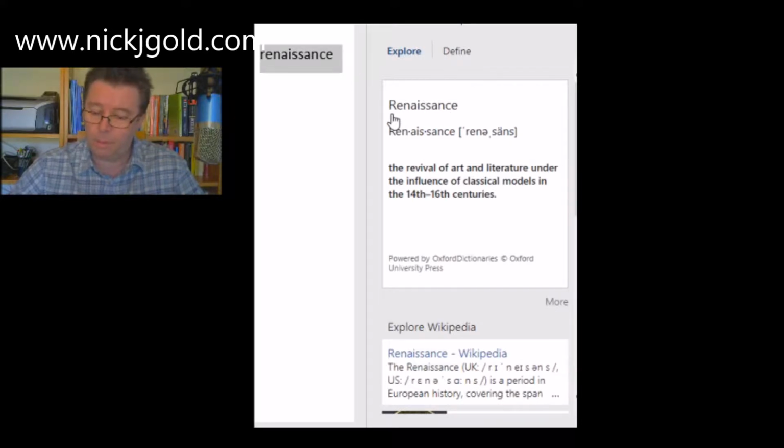We're talking about the Renaissance, which is a period, a movement in history. But you can see sometimes the word with a small r as well, and it has a more general meaning. But the Renaissance is the revival of art and literature under the influence of classical models in the 14th to 16th centuries. So I don't want to dwell too much on the history, not that I'm an expert on history anyway.